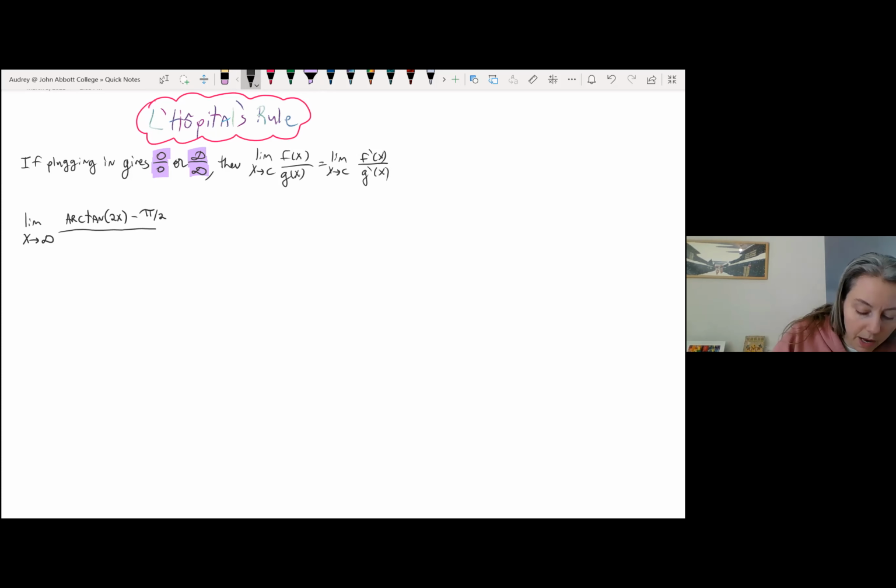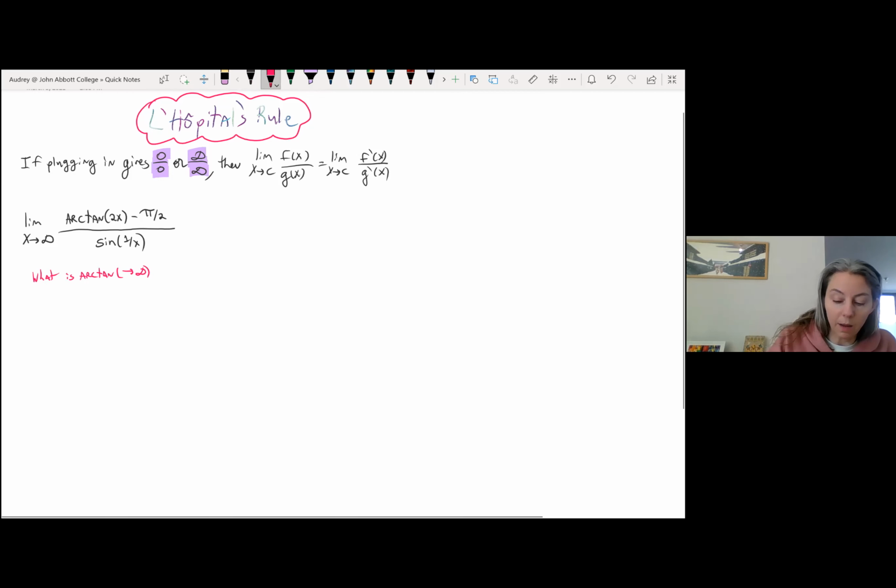So here I have the limit as x goes to infinity of arctan of 2x divided by minus pi over 2, divided by sine of 1 over x. So clearly the first thing I need to do anytime I'm evaluating a limit is plug in. And so here, I'm going to have this arctan of infinity. So we need to figure out what is happening with arctan as what's inside gets closer to infinity.